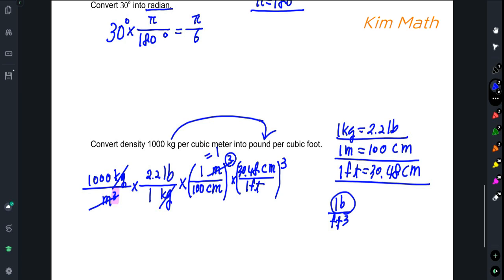So if my math is correct, this is about 62 pounds per cubic feet. Okay?